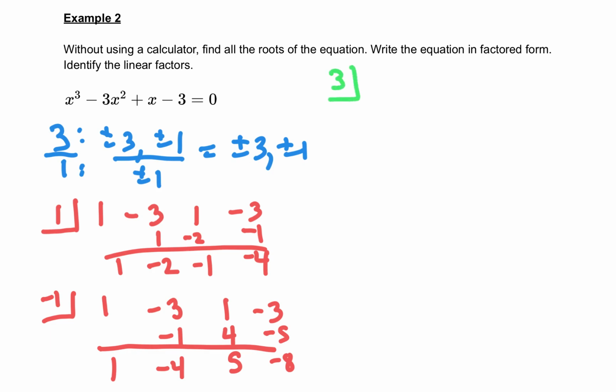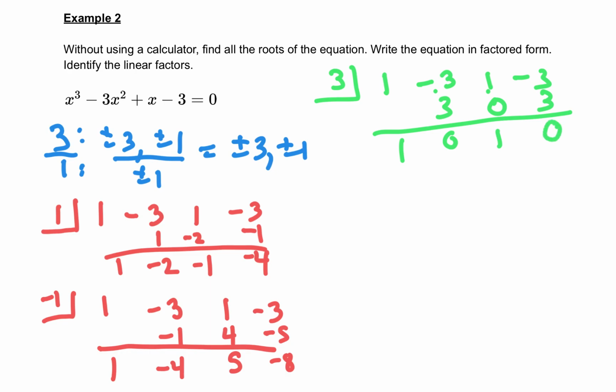We have 3. We have 1, negative 3, 1, negative 3. So you have 1. 3 times 1 is 3, 0. 3 times 0 is 0. So you have 1. 3 times 1 is 3. Negative 3 plus 3 is 0. So that is our first answer. x equals 3.